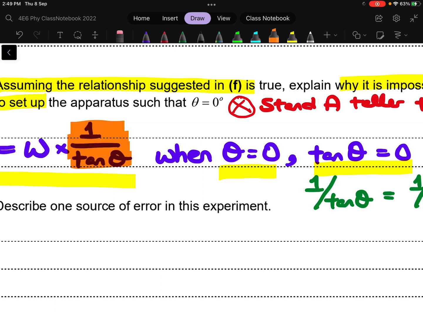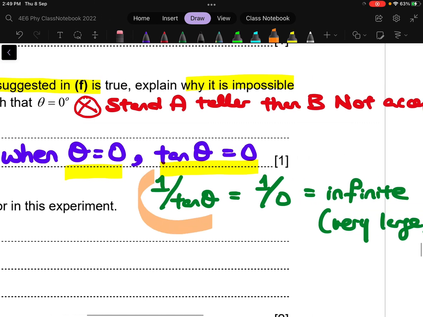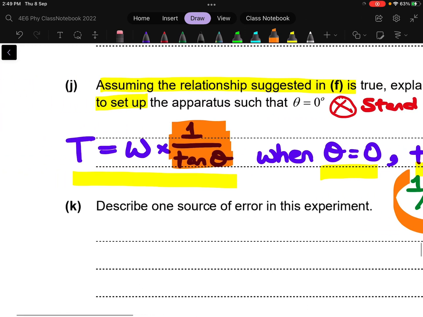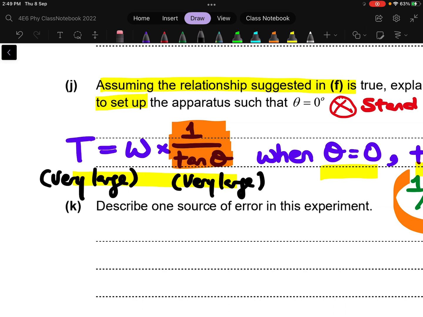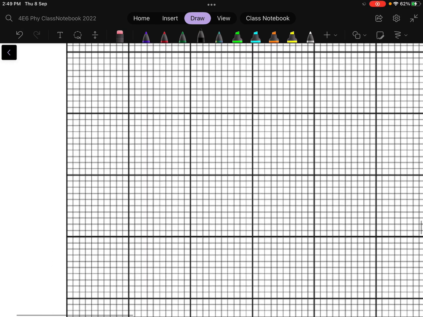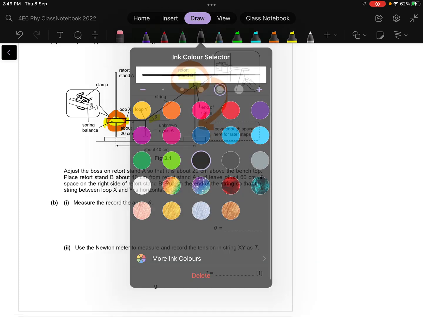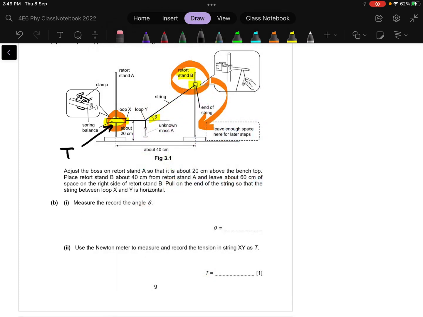And what's the issue here is that tangent theta is actually in the denominator position, meaning that 1 over 0 is not going to give you something undefined. 1 over 0 is going to give you something that's very huge, infinite. So if 1 over tangent theta gives you something very large, it means that the T over here will also be very large. And the T here is given by the reading at the spring balance over here. This is where you get your T, right?